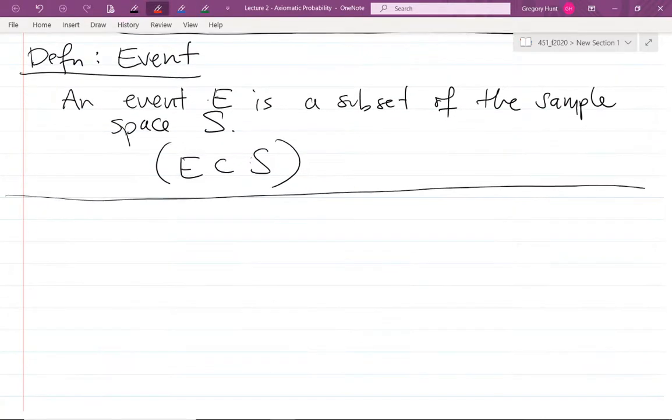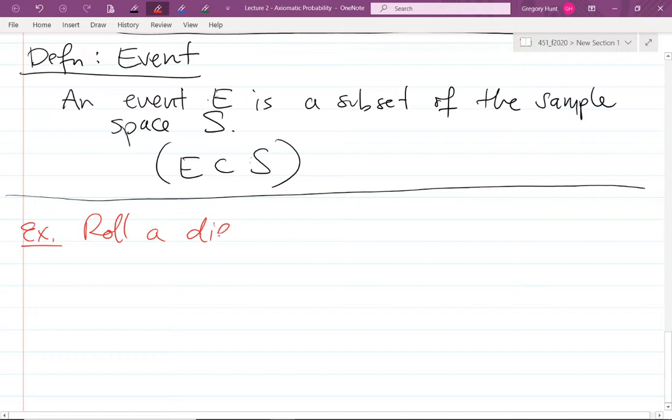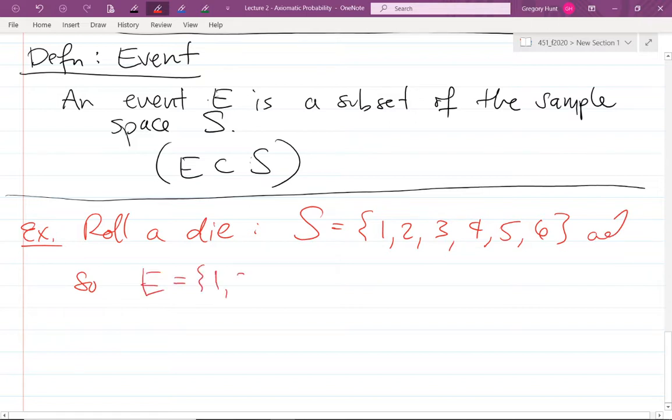So let's look at some examples. My experiment was I roll a die, right? And my sample space was my set of possible outcomes. My outcomes could be 1, 2, 3, 4, 5, or 6. And if I look at E, which is going to be the set containing the numbers 1 and 2, this is a subset of the sample space, surely, because 1 and 2 are elements of S. And so it's a particular event. What is the event? Well, E basically represents the event of rolling a 1 or a 2.